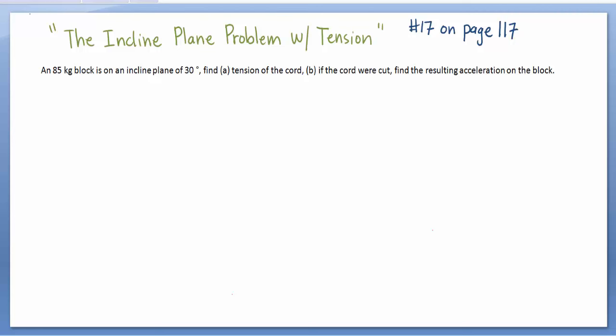So we have an 85 kilogram block on an inclined plane of 30 degrees. We're asked to find the tension of the cord, and if the cord were cut, what would be the resulting acceleration on the block? So the first thing we need to do is draw a diagram.